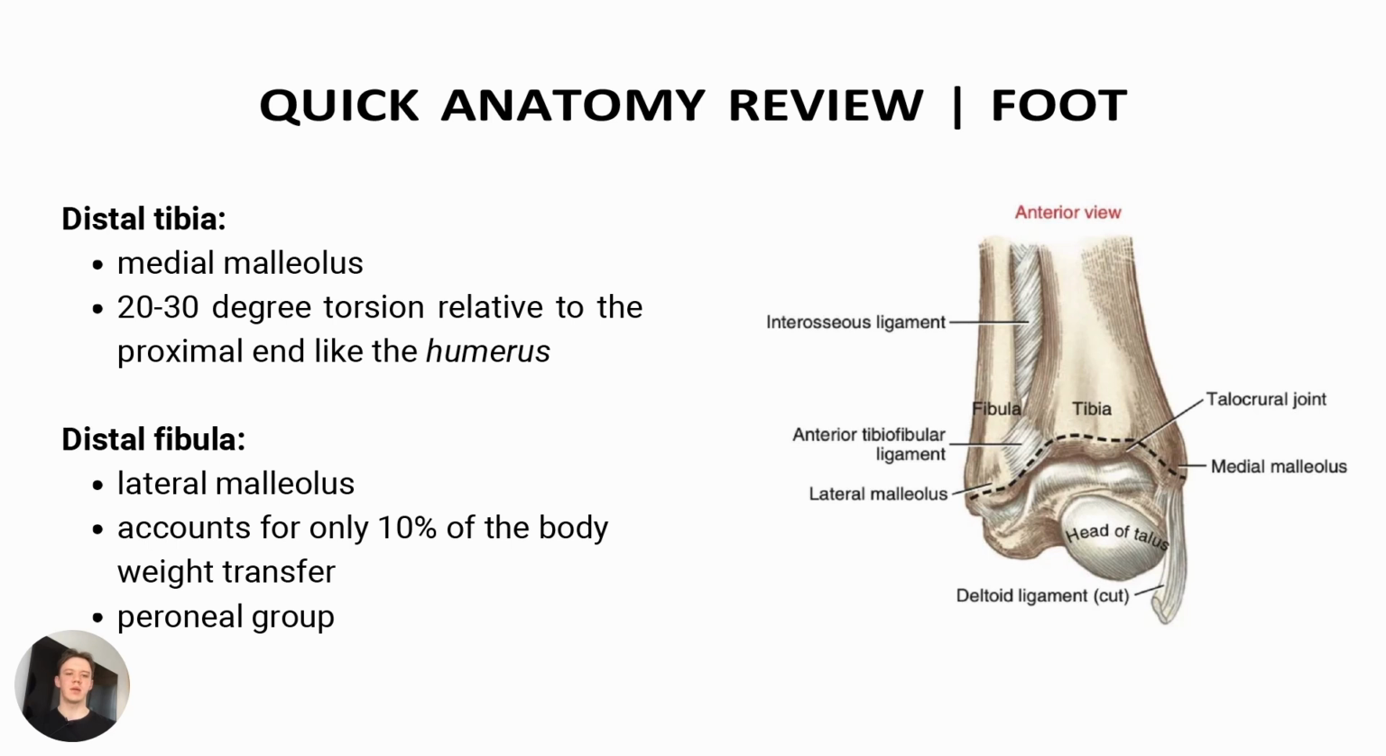What we know about the tibia is that it is positioned in 20 to 30 degrees of torsion relative to the proximal end, like the humerus, so it's kind of rotated. While the distal fibula accounts for only 10% of body weight transfer, it's also important because near it are located the peroneal group of muscles we're going to talk about later on. Most of these structures are really important because they serve as attachment points for the ligaments of the foot, which we usually talk a lot about, and we're going to see them later during this course.